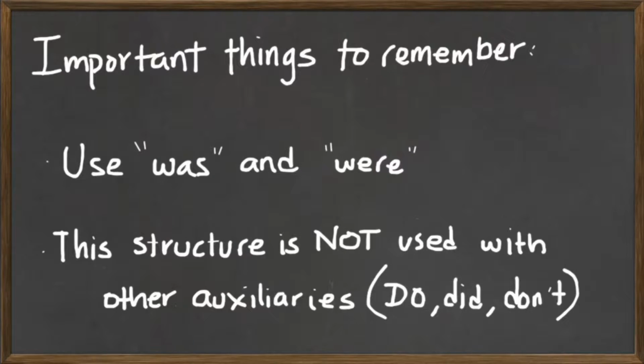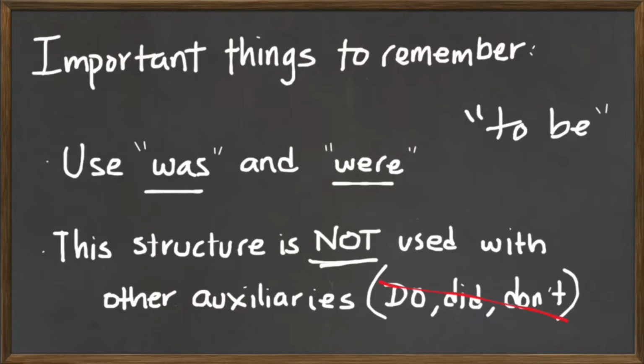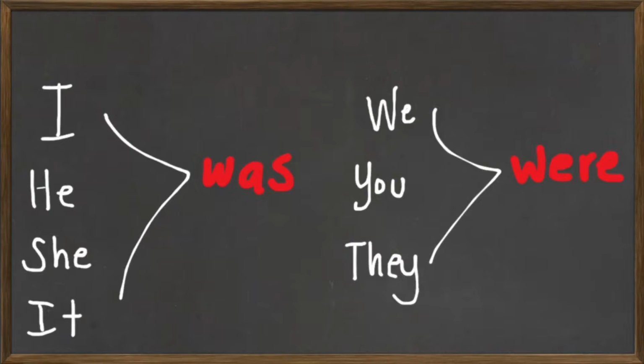Okay, so important things to remember about the verb to be in past is that we use two forms of the verb to be. Remember that to be is only the name, but the verb to be in past is was and were. Also, this structure is not used with other auxiliaries, for example, do, did, and don't. The combination is not possible at this point. So this is very, very important to remember.